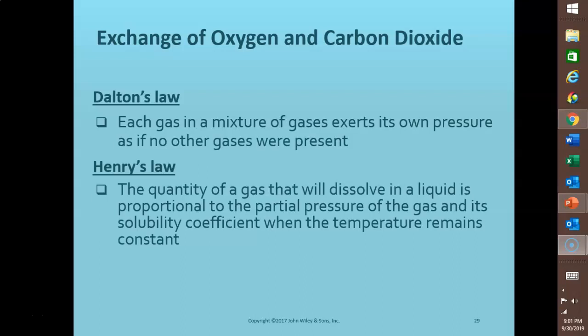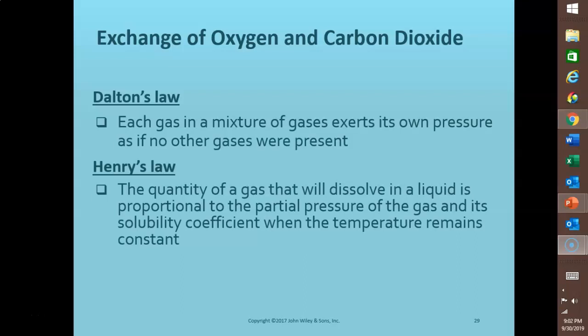So Dalton's law states that each gas in a mixture of gases exerts its own pressure just as if there were no other gases in the mixture. So the pressure of a specific gas in a mixture is called its partial pressure. Now you'll see this many times as P with a subscript, and the subscript is the chemical formula for the gas. For example, PO2, partial pressure of oxygen, PCO2, partial pressure of CO2, carbon dioxide.